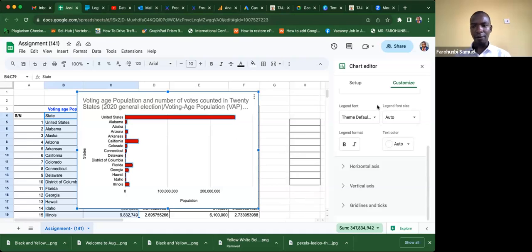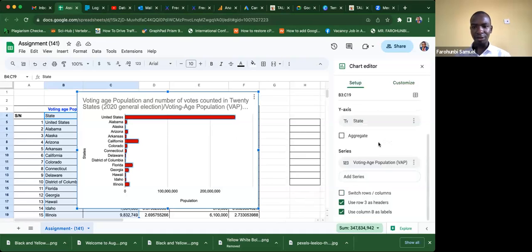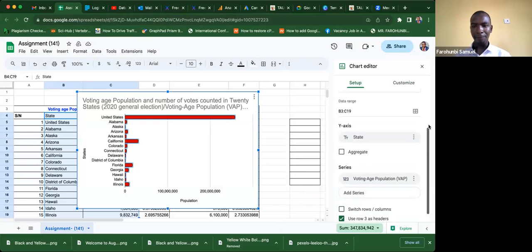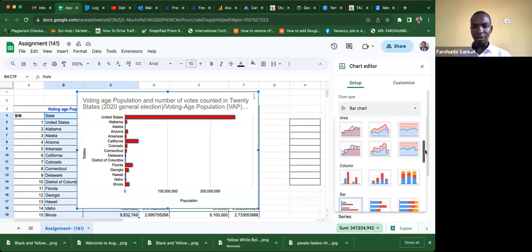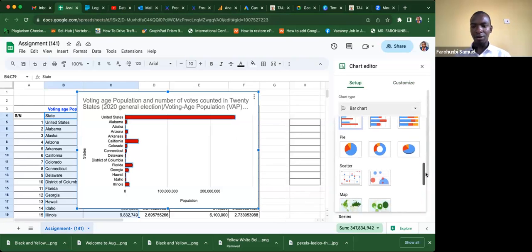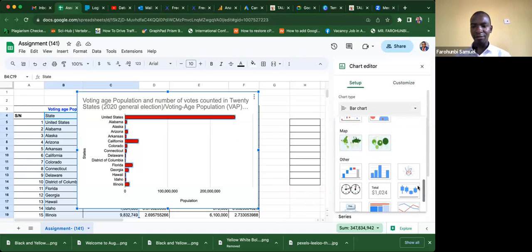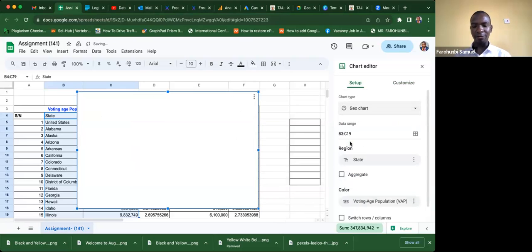So let me go back again to change from bar chart to another chart. I'm going to scroll down. Let me pick an area chart or a scatter graph. Let me use map for now. Everybody can get it first. So this is a geographical graph, and then I pick map.